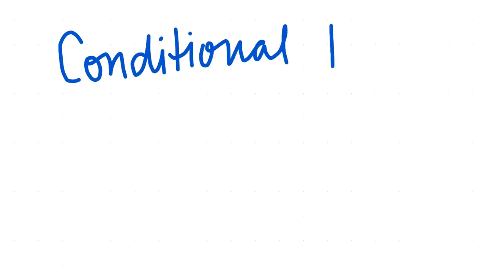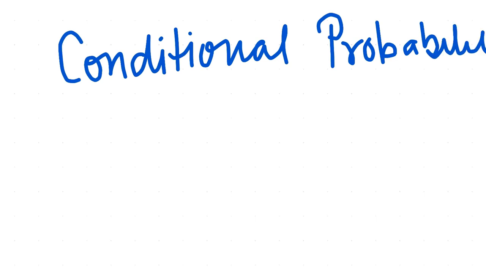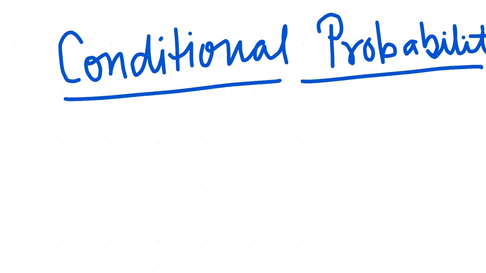Conditional probability. So let us know what it is. It means the probability of an event that depends on another event which happened already. So we need to find the probability of an event.